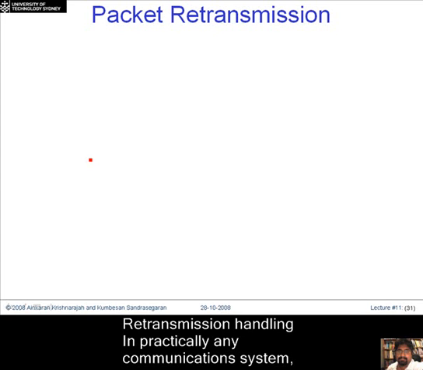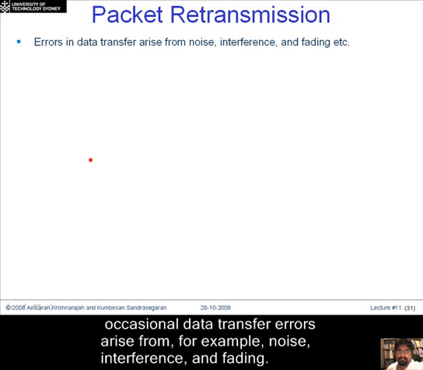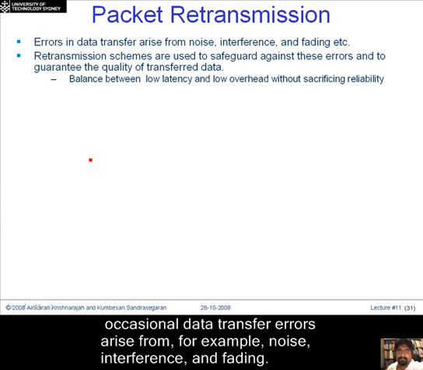Okay, the next thing that I want to have a look at is packet transmission. Whenever packets are sent across any wireless network, you're going to get errors, and errors occur due to noise, due to interference, due to fading, and so forth. So how do you overcome the effects of errors? Well, the two basic techniques in telecommunication are forward error correction and backward error correction.